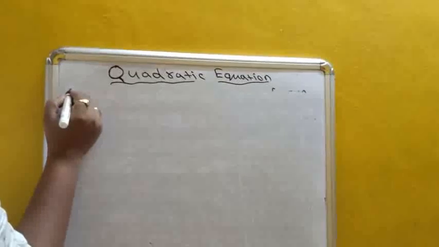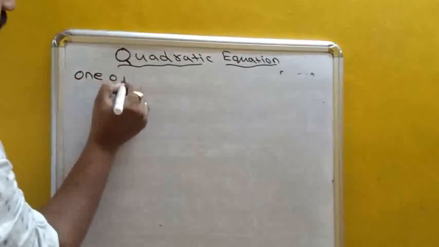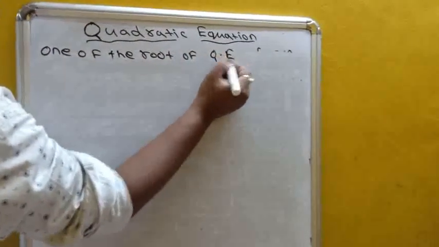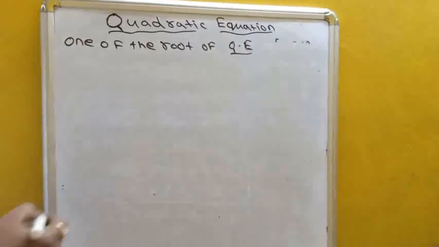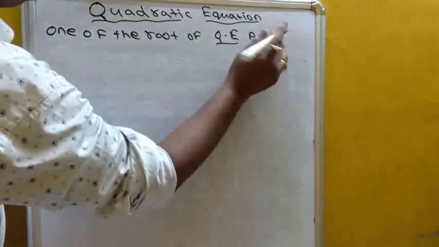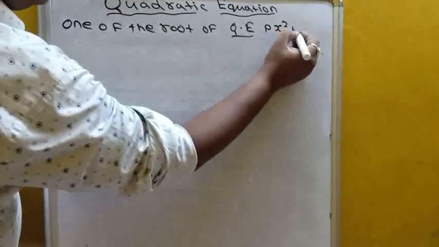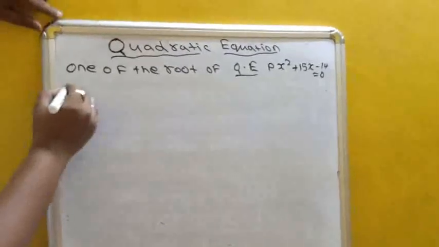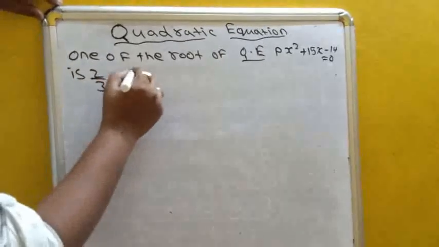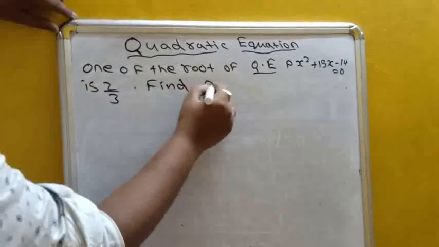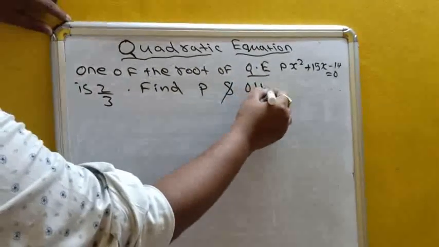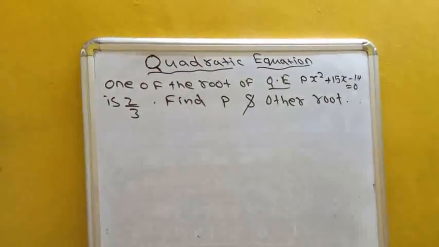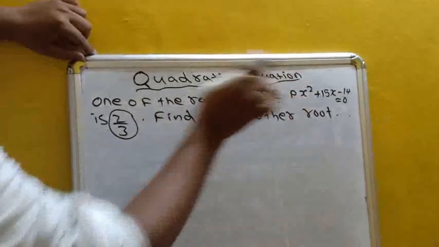Next, one of the roots of the quadratic equation. I have written quadratic equation as QE only. Okay, quadratic equation px square plus 15x minus 14 equals 0 is 2/3. Find p and the other root. So how can you find out? First, what do you have to do? First, you put this 2/3 instead of x.